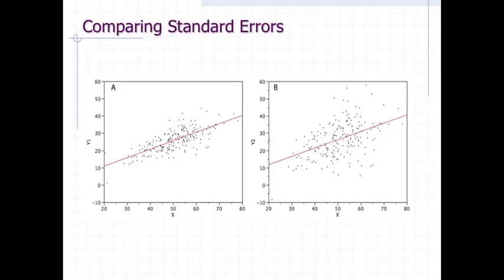Going back to these graphs, we can say the graph on the left has a smaller standard error of the estimate than the graph on the right.